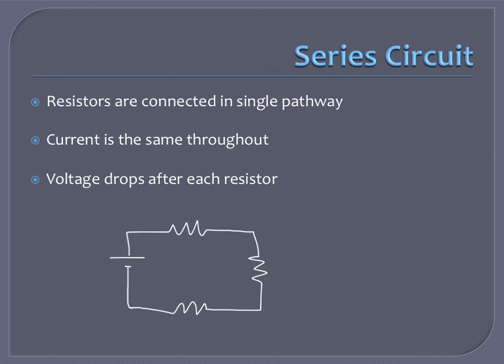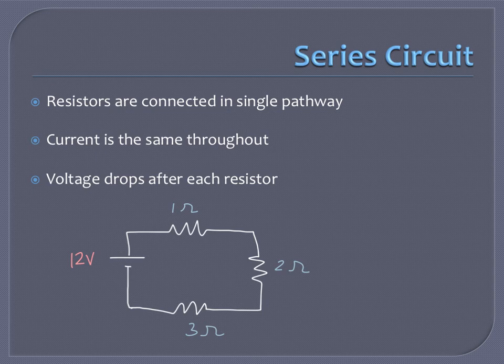So the total voltage you start out with drops after each resistor. So let me show you an example here. Let's say you have 12 volts in this battery. And here you got some of these resistors. Let's say you have 1 ohm, you have 2 ohms here, and 3 ohms here.